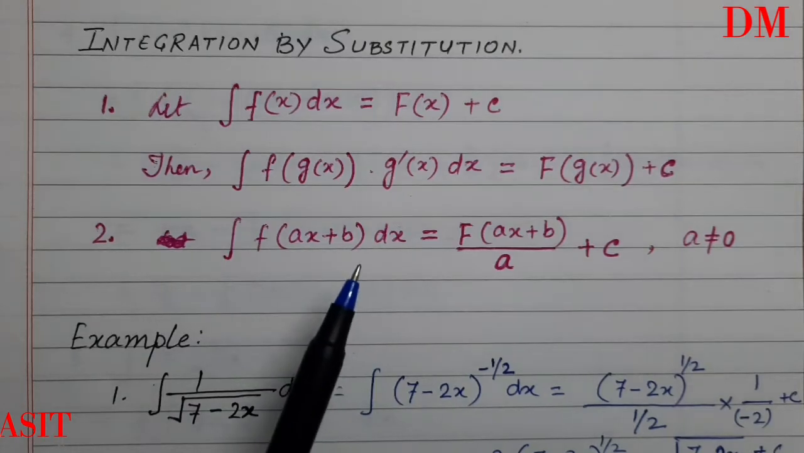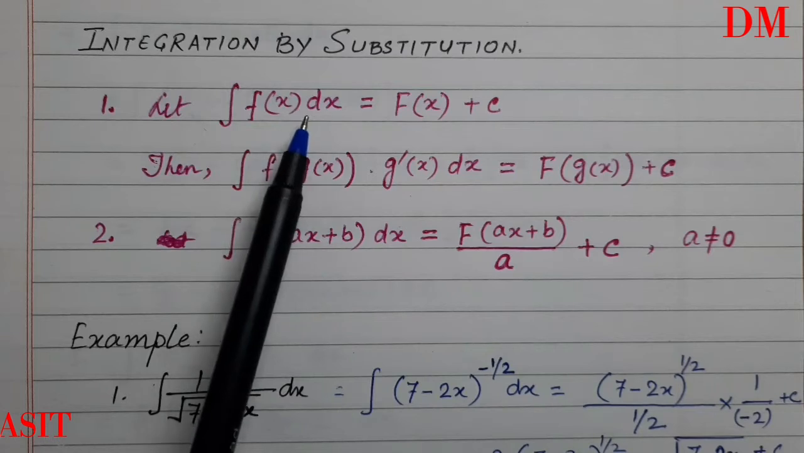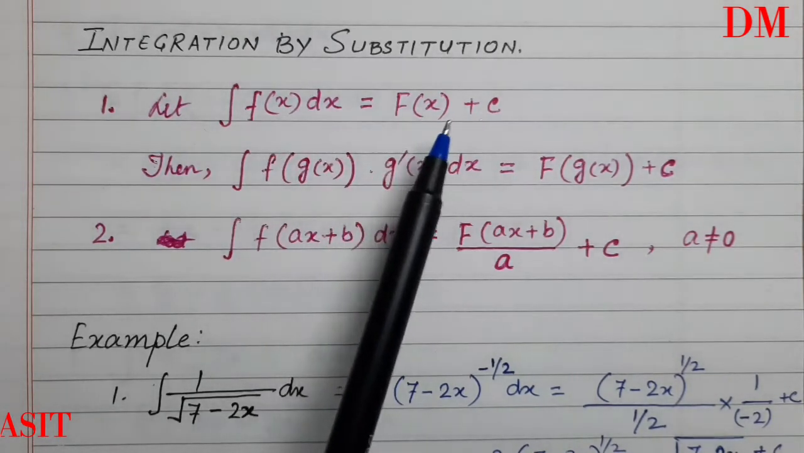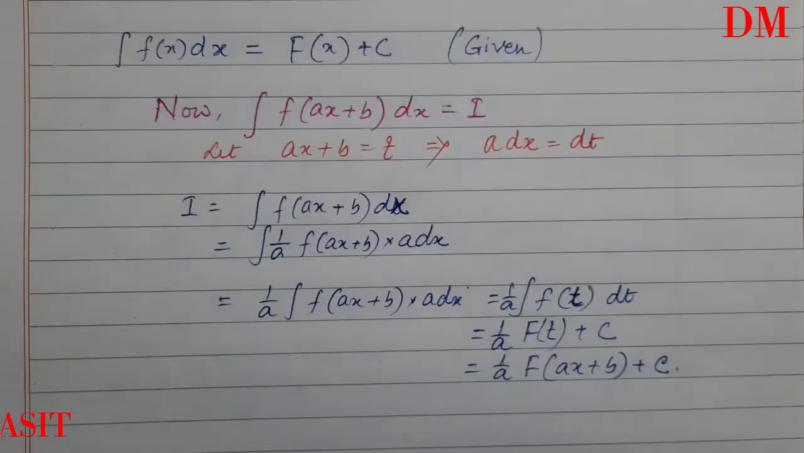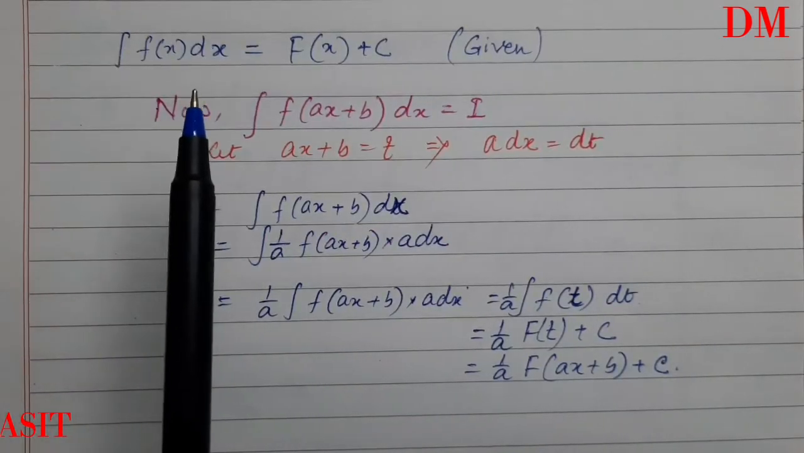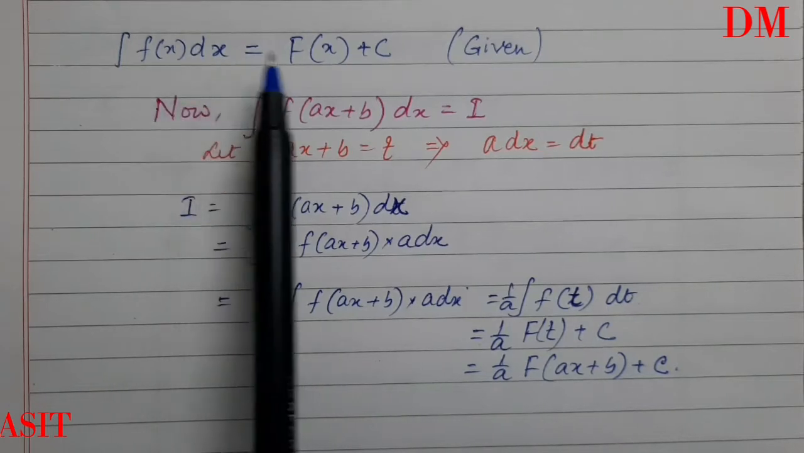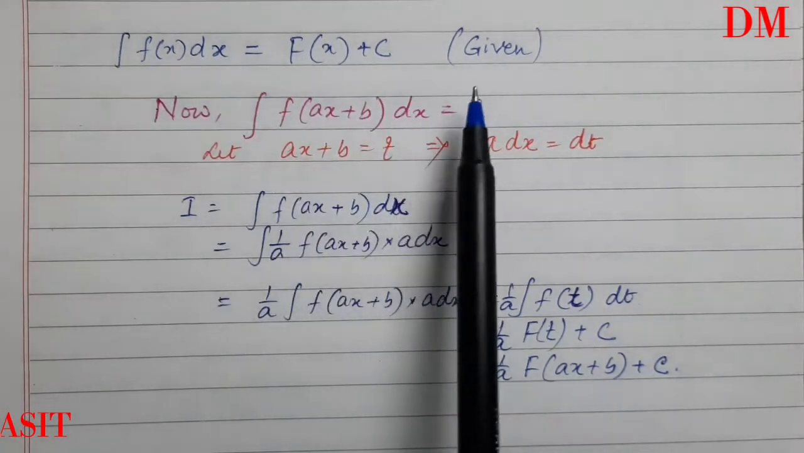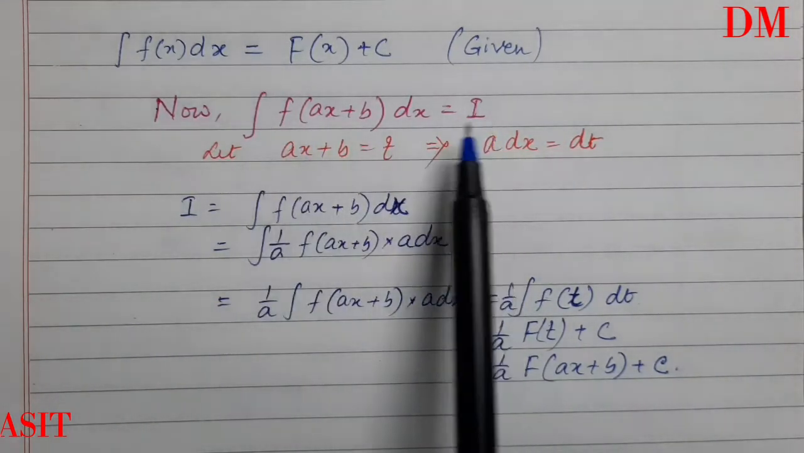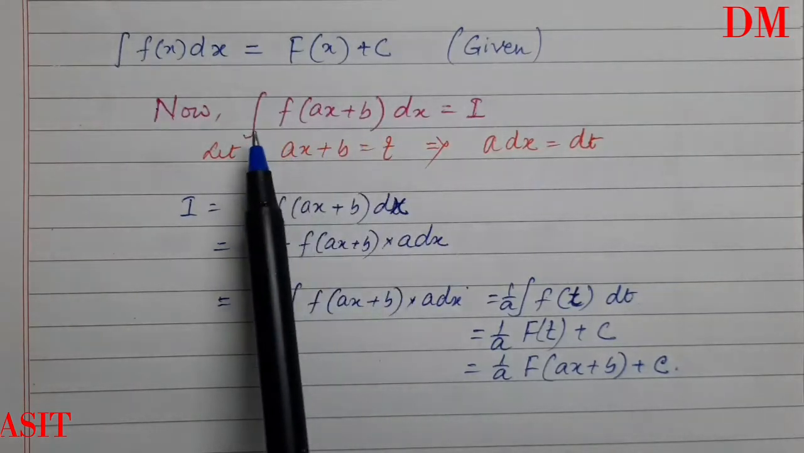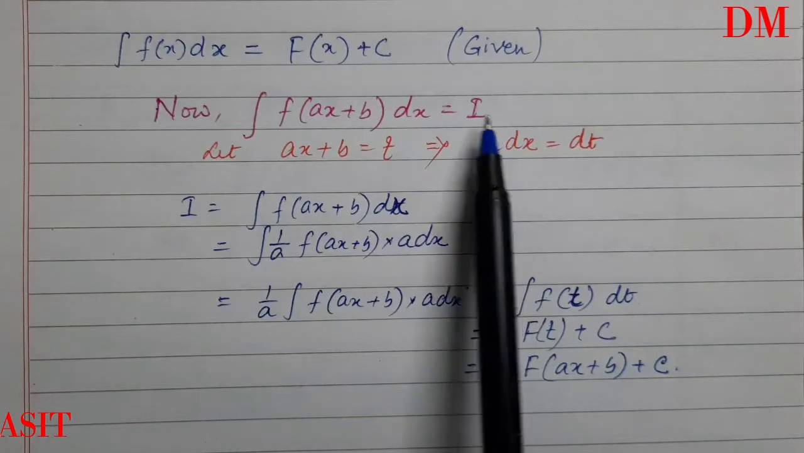Now both these statements are true for the given condition, that is integration of f(x) dx equals capital F(x) plus c. Now let us see the proof of the second statement. We can see the given condition, that is integration of f(x) with respect to the variable x is capital F(x) plus c. Now this we have to find out. This is the required integral, that is integration of f(ax plus b) dx. Let us assume this is I.